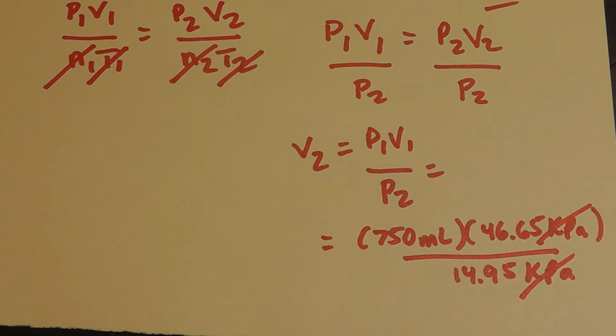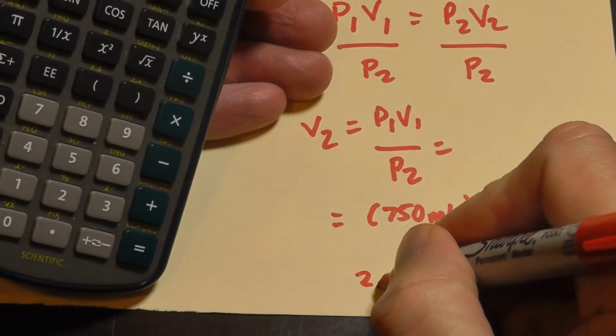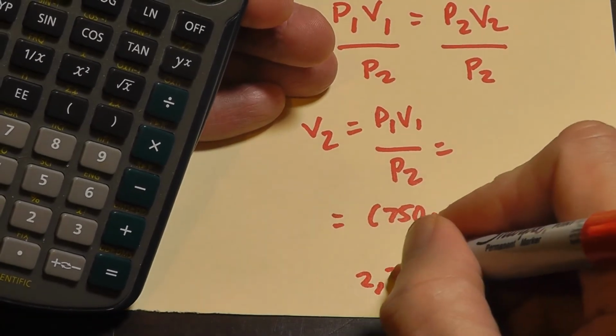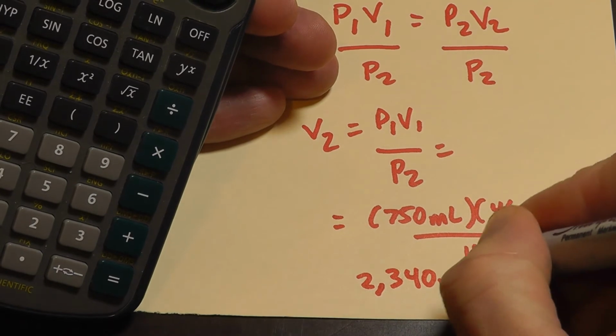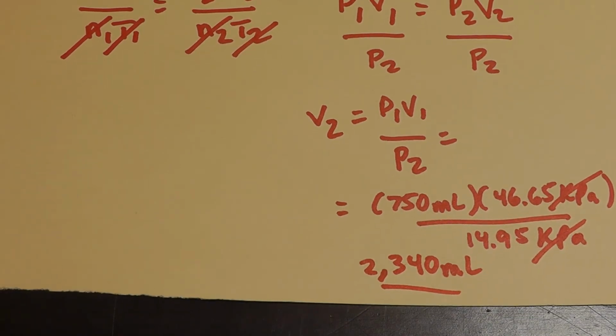And so divided by 14.95. Everything is in 3 or 4 digits. I get on my calculator 2,340 milliliters. And actually, since there's a 0 at the end, I could go ahead and leave it there. That's about 3 significant figures. All right, so there you go.